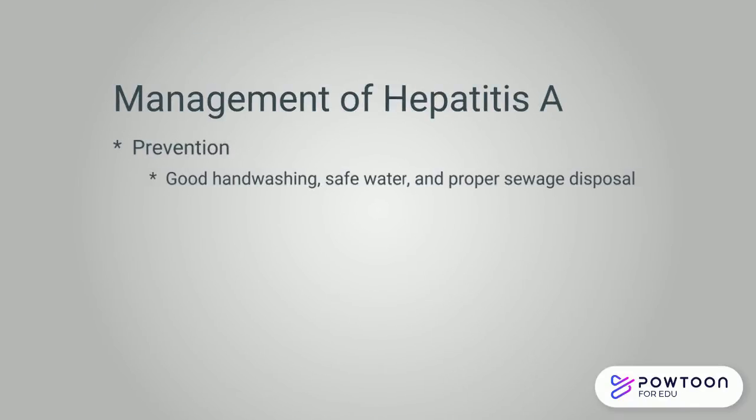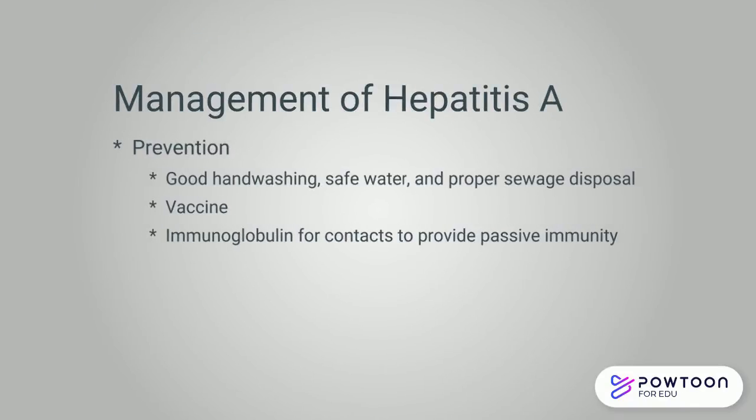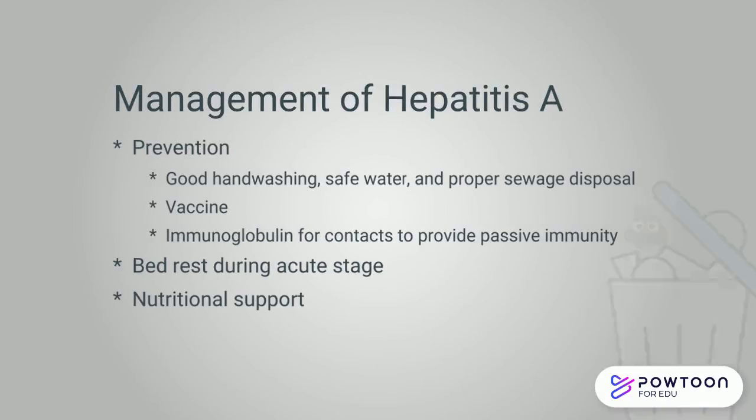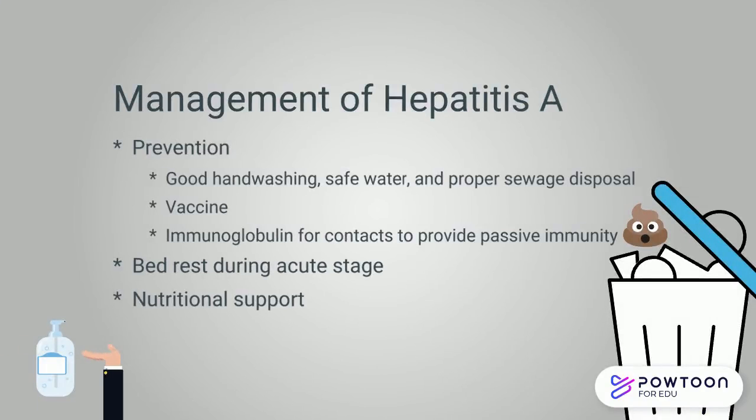Prevention of Hep A is going to revolve around breaking that mode of transmission. So good hand washing, safe water, proper sewage, and encouraging the vaccine where available. Possible immunoglobulin for those people who have been exposed. Encourage bed rest and good nutritional support.